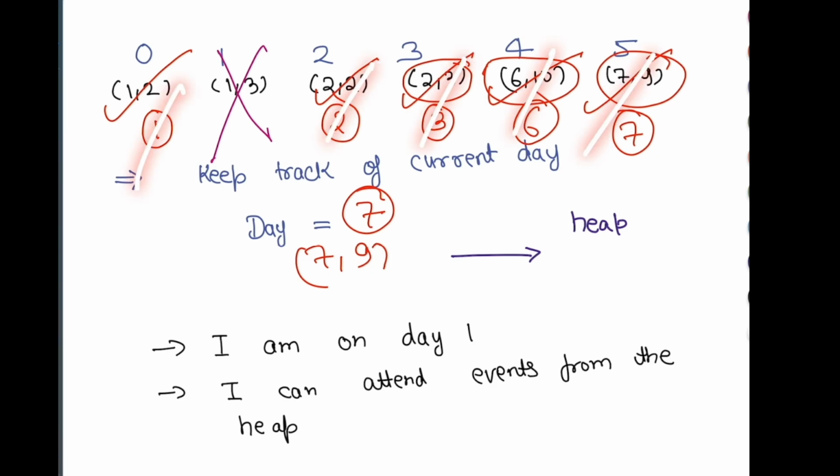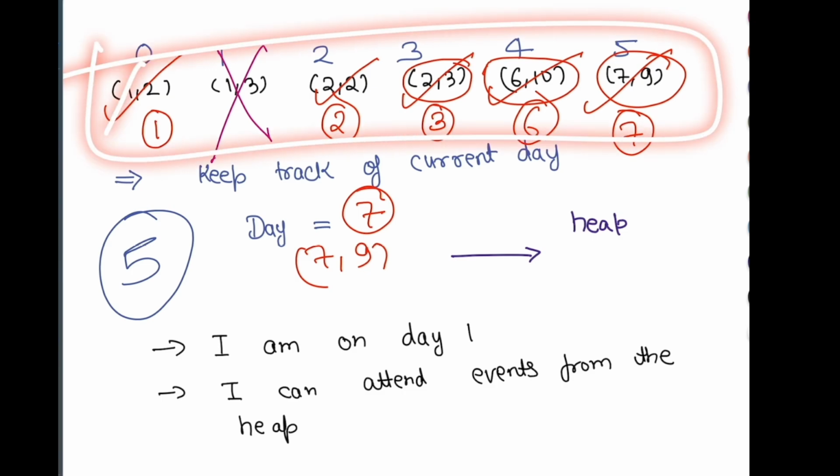1, 2, 3, 4, 5. We can attend a total of 5 events. We can attend all events, but not this one. And this is how we are going to solve this particular problem. We are just going to sort our events based on the start date.